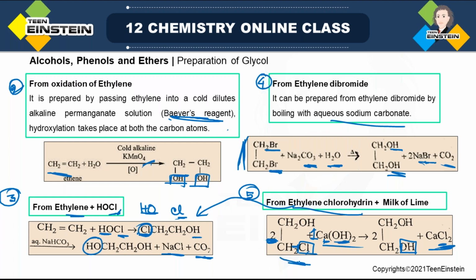So in all these reactions, you can see one thing is common, that is the starting material is ethylene. Here it is not written directly, but this CH2Br that you are seeing, ethylene dibromide, that is also prepared from ethylene by addition of bromine. So we can say in all cases ethylene is the common starting material.